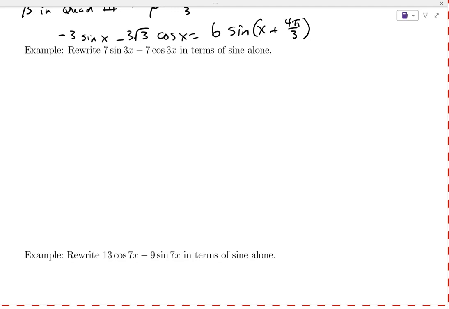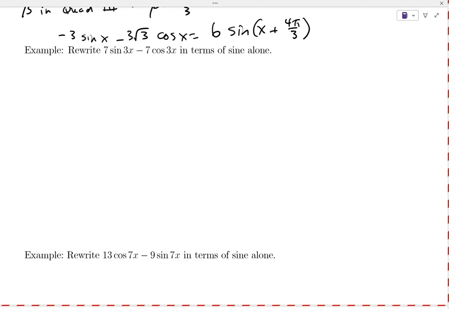We've got 7 sine of 3x minus 7 cosine of 3x in terms of just sine. Good news is that 3x, we're not going to do anything with it except making sure that we have the 3 attached to the x at the final answer. So the 3 is not going to do anything different at all. If you want to, ignore the 3, just make sure you write it in your final answer and then you're done. I'll talk about what I mean in a minute.